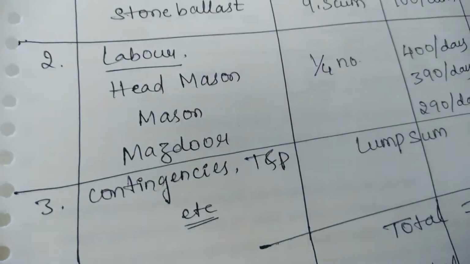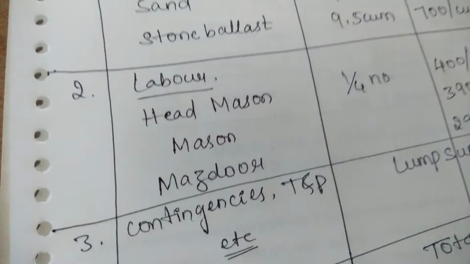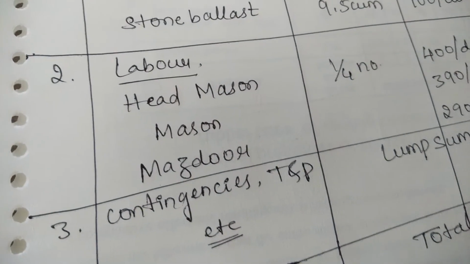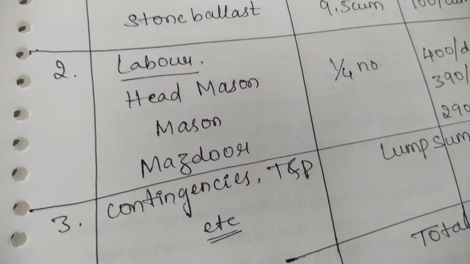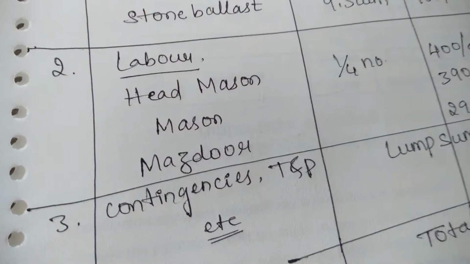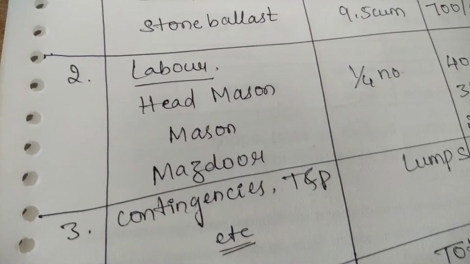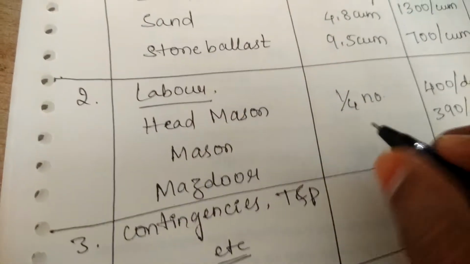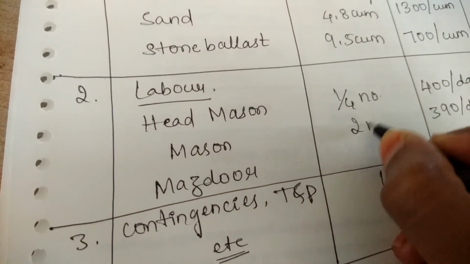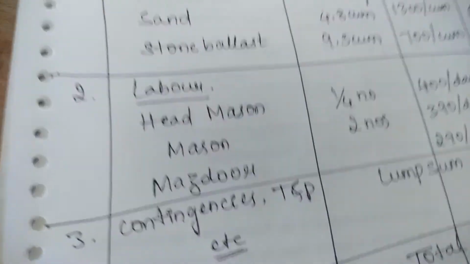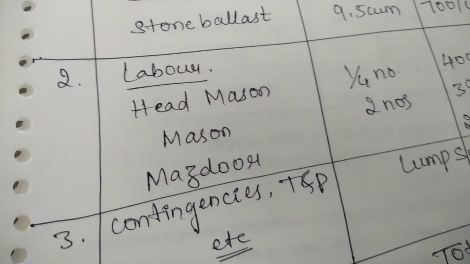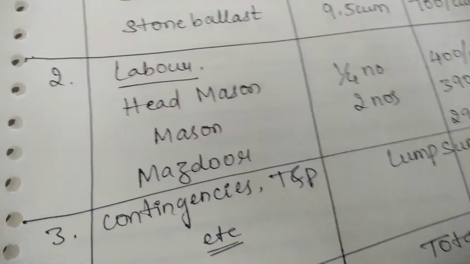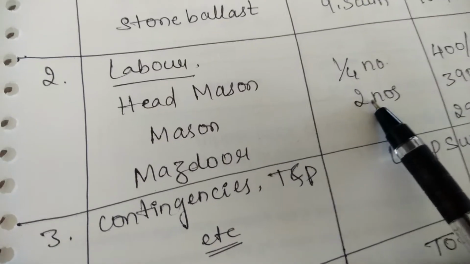So only for a 1/4 part of the day will the head mason visit the site whenever the construction of cement concrete bedding is carried out. Similarly, the number of masons required for cement concrete bedding is 2 if the proportion is 1:4:8. For 1:4:8 proportion of cement concrete bedding, it requires 2 masons.